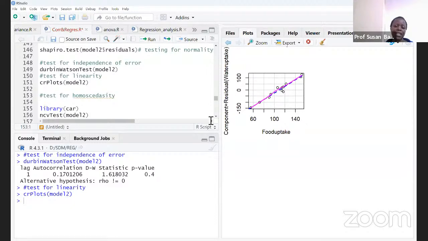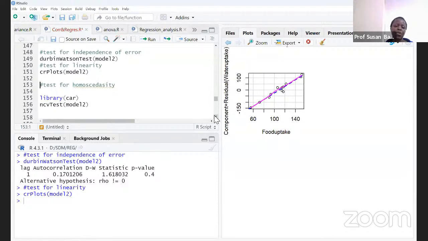Lastly, but not least, we also test for homogeneity of variance among the residuals. And we use the NCV test. Make sure you run the library car.